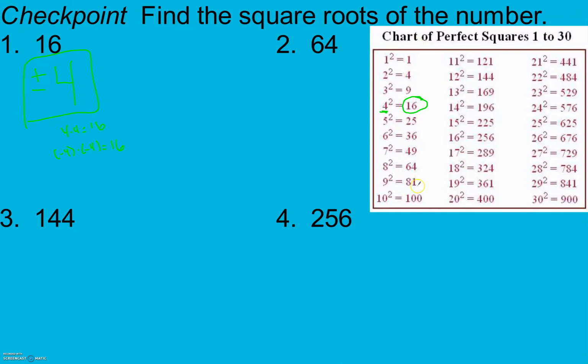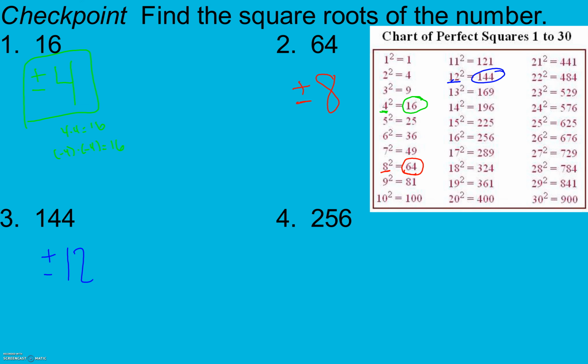64. I look at my chart of perfect squares, and I find 64. And to get to 64, I take 8 times itself. So the number that I would square to get to 64 is 8, which means that is my square root. But it's not just positive 8 times positive 8. I also could have taken negative 8 times negative 8 to get to 64. 144 is 12 times 12. The number I square to get to 144 is 12. And again, it could have been positive 12 times positive 12 or negative 12 times negative 12.